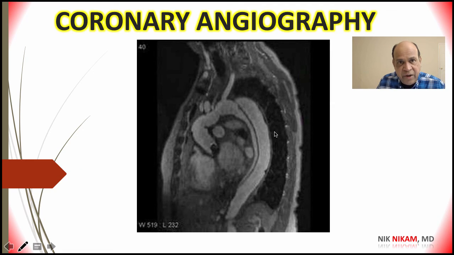Let's talk about aortic dissection. Here is an MRI showing a dissection of the descending thoracic aorta. As you can see, there's a double lumen here, and this is a pretty serious condition. Unless it is treated surgically, there is a very, very high mortality in these patients.